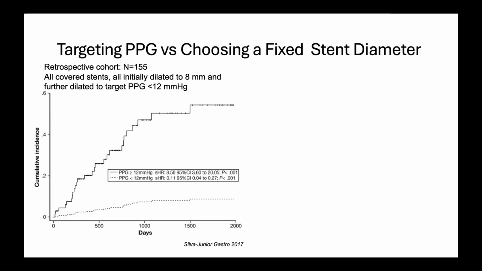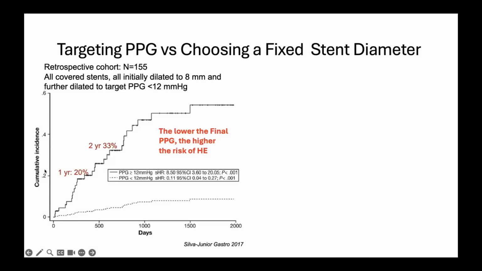And this is a recent study from the Barcelona group showing that when you have a final portal pressure gradient of less than 12 in patients treated with TIPS, the risk of subsequent complications of portal hypertension is very low. When the gradient is above 12, the risk of portal hypertension complications is higher. But the problem is that the lower the portal pressure gradient after TIPS, the higher the risk of hepatic encephalopathy.